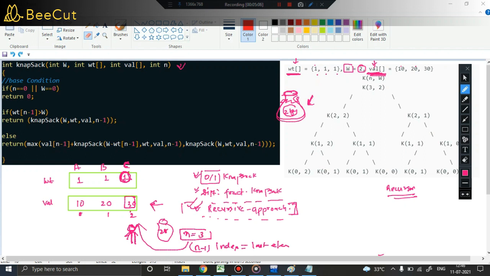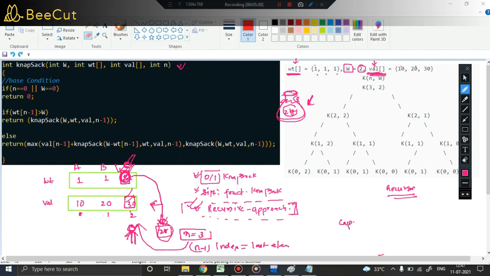Whenever we find that the weight of the item is less than the capacity of the knapsack, I have two options. Either I will pick it or I will ignore it. So what if I pick up this item? What will happen? What are the changes that you will observe? Definitely, when you pick up this item, it will be put in your knapsack. Once it is put in the knapsack, the capacity of the knapsack will decrease, isn't it?